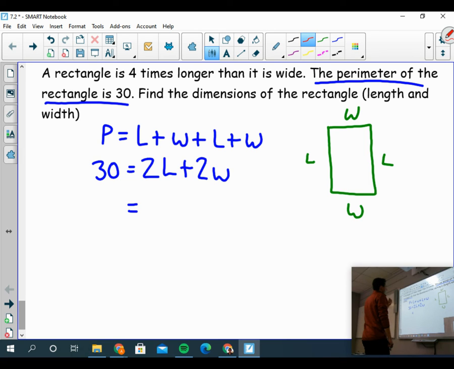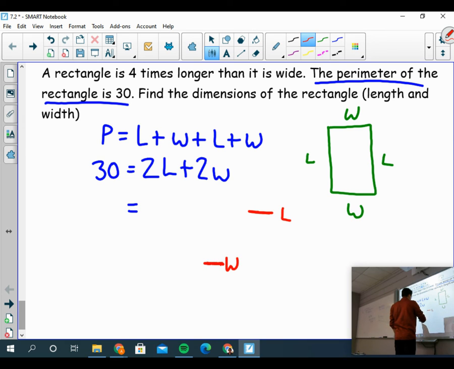If the length is 4 times the width, that means the length is bigger than the width. I'll draw a little visual here. Maybe the length is up here, and the width is down here. If we're saying the length is 4 times bigger than the width, and we turned it into a height competition, the length is going to be bigger. The length is up top, the width is down here. And we know the difference between the two is 4 times. The length is 4 times as big as the width.